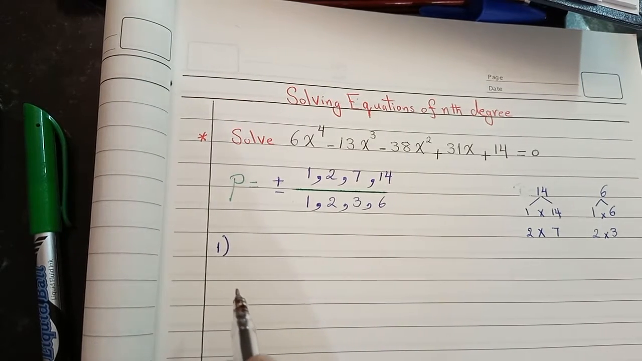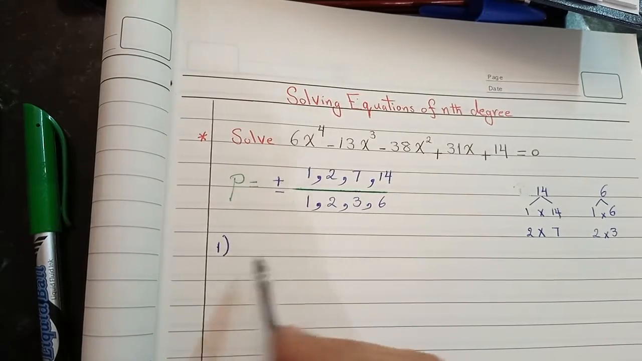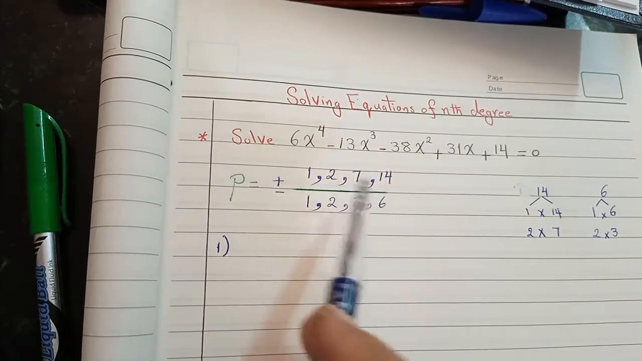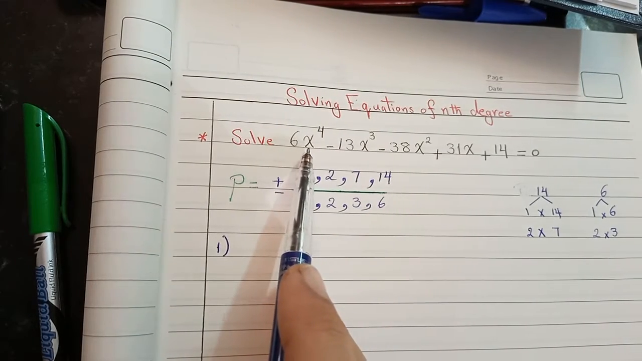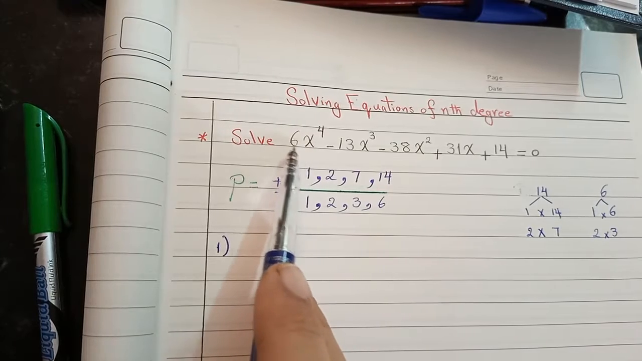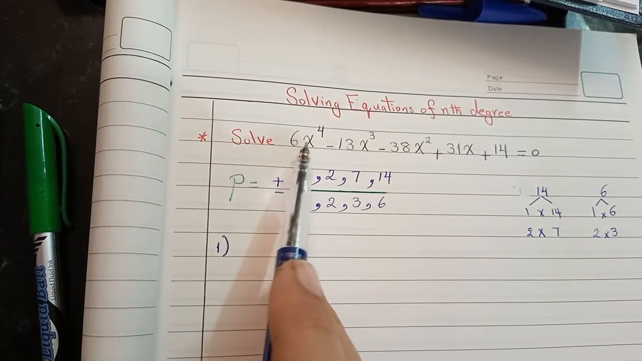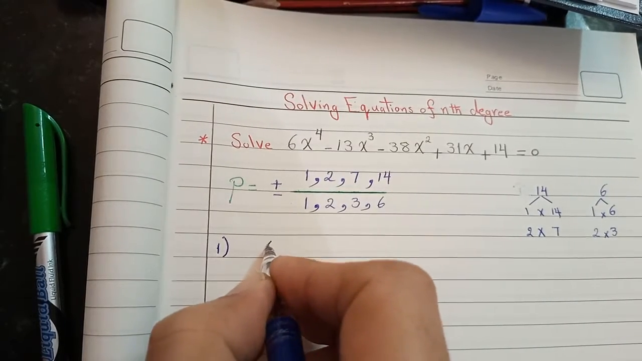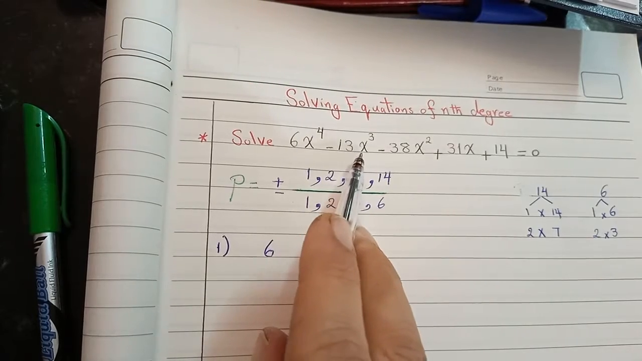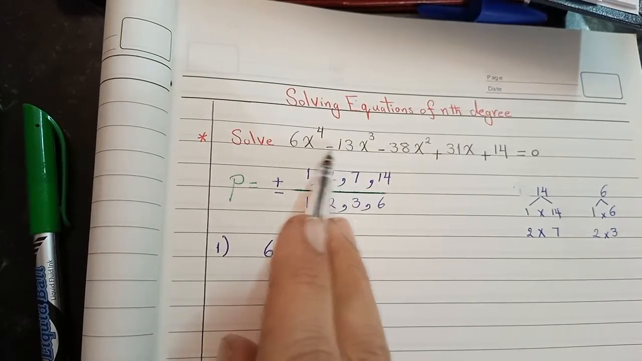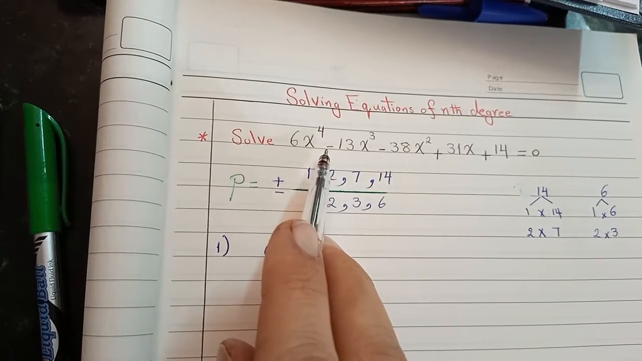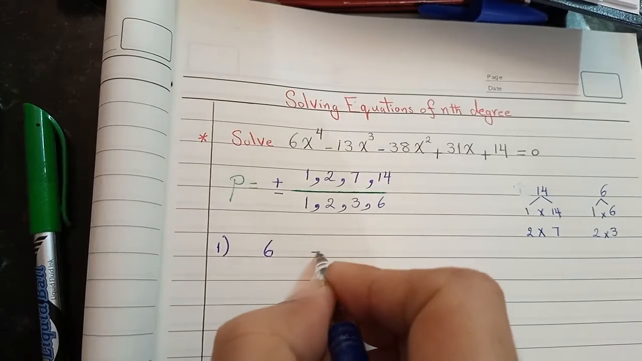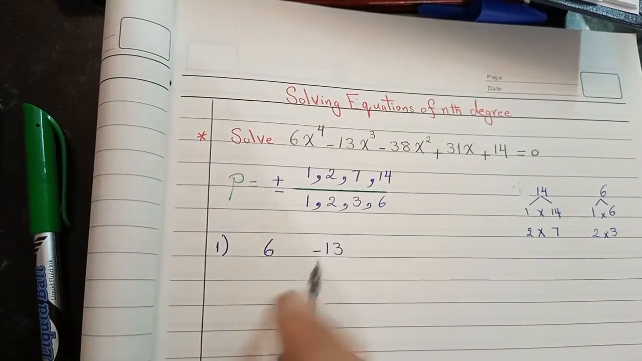What will we write then? The coefficients of the unknown number in order. The coefficient of x power 4 here is 6. So let's write that beside on this line, 6. The coefficient of x power 3 is negative 13. Be careful with the sign. You have to take the coefficient with the sign. So negative 13 is the next coefficient.